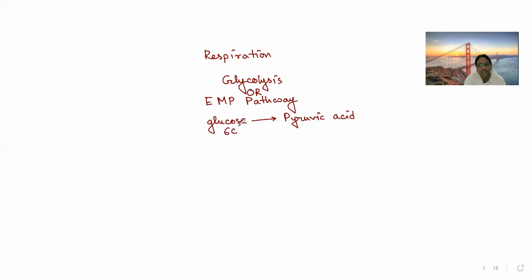So glucose is a 6-carbon compound and pyruvic acid is a 3-carbon compound. So obviously, by breaking down of one molecule of glucose, 2 molecules of pyruvic acids are produced. Now, from this point, it is ready to go to different types of pathways. It can go for aerobic respiration, or it can go for anaerobic respiration.